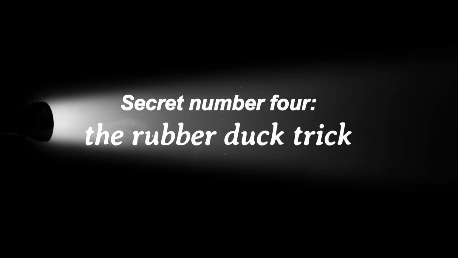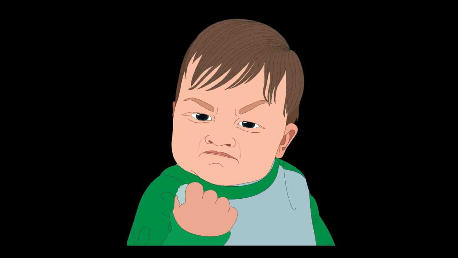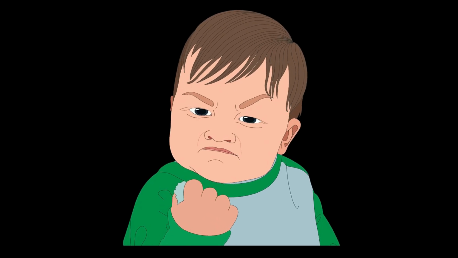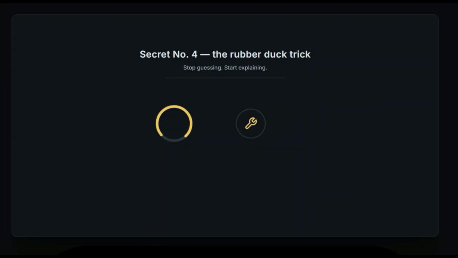Secret number 4, the rubber duck trick. This is the one that will save you the most frustration, so pay close attention. When the AI gets stuck fixing the same problem over and over, don't let it keep guessing. Stop it.